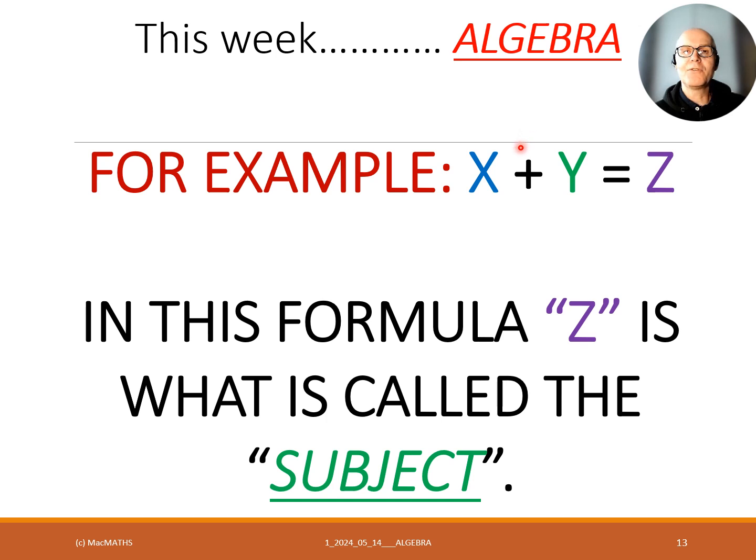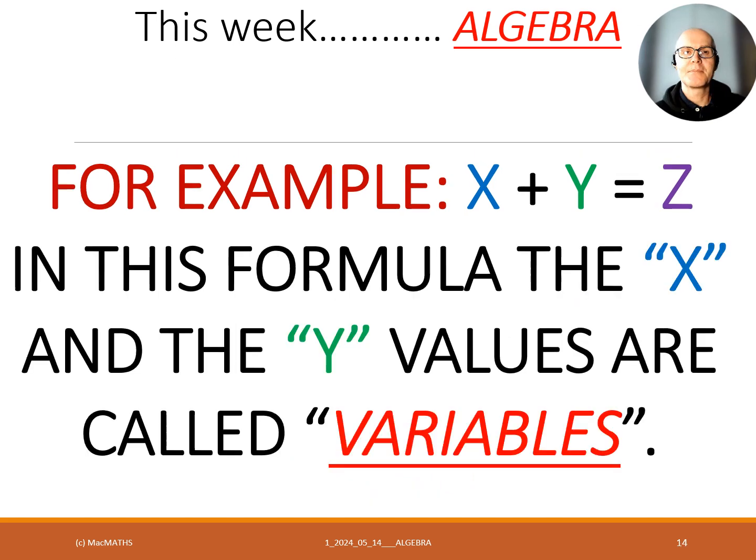This is the formula that we're going to look at. X plus Y equals Z. In this formula, Z is what is called the subject. In this formula, X plus Y equals Z, X and Y are called variables.